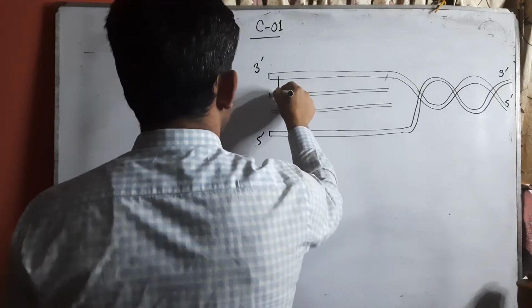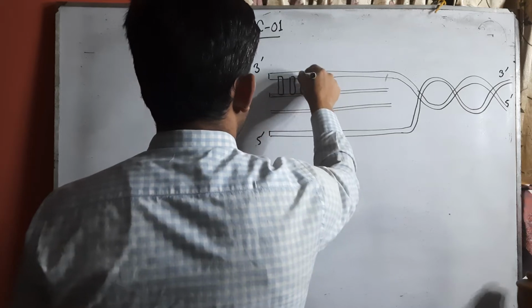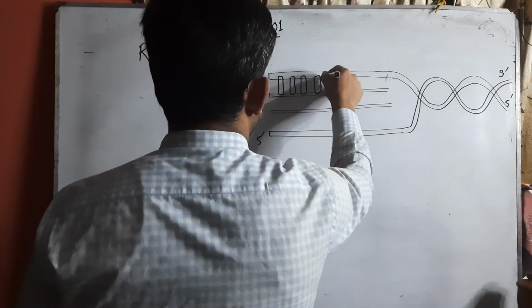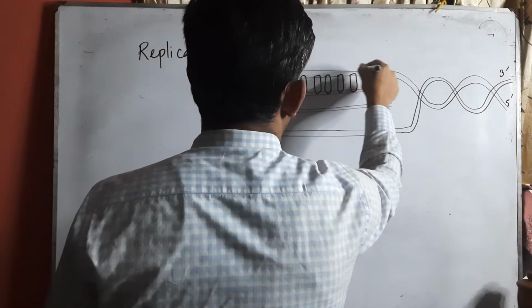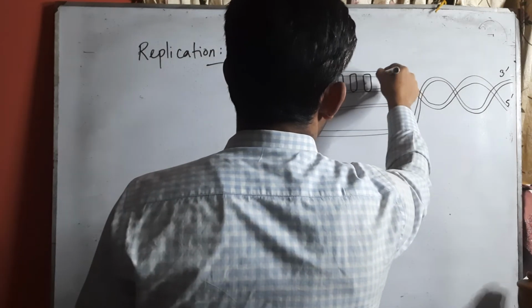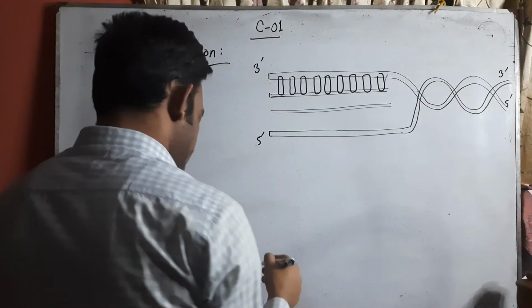Okay, so just draw the figure in this way, just follow me. What is this, sir? I will explain that. The complementary strand, what is going on there, we will try to understand here.